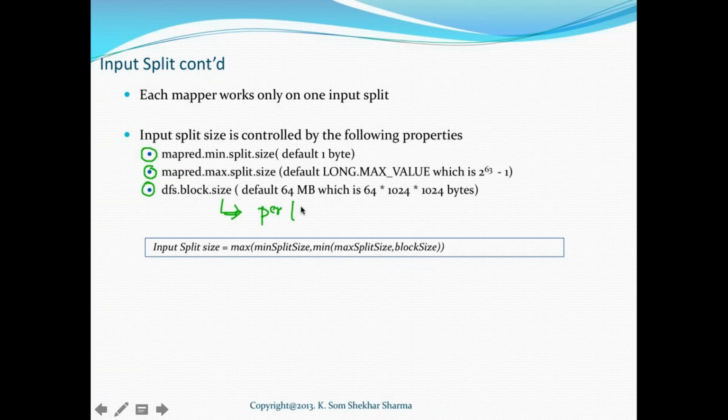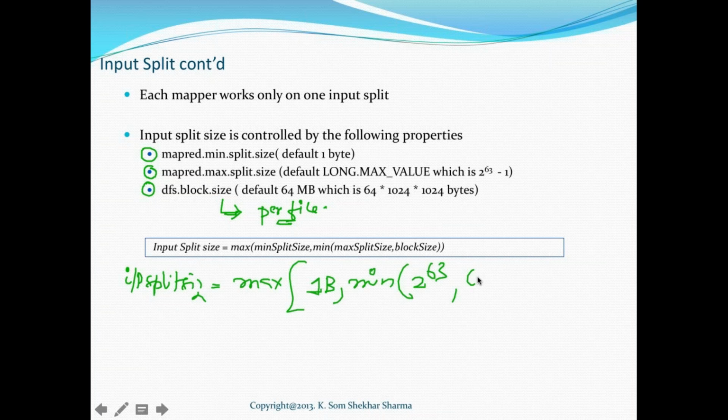So block size is per file, right? Correct. Now what will be the input split size if I take the default values? Minimum split size is 1 byte, comma, minimum of maximum split size is 2 raised to the power 63, comma, block size is 64 MB.